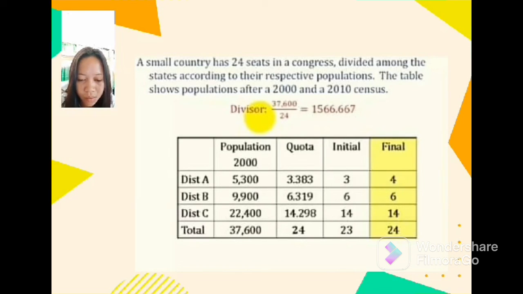and State B, 9,900 divided by 1,566.667, is equal to 6.319, and State C, 22,400 divided by 1,566.667, is equal to 14.298. The total population in 2000 is 37,600, and the total of the quota is 24, the total initial is 23, and the final is 24.